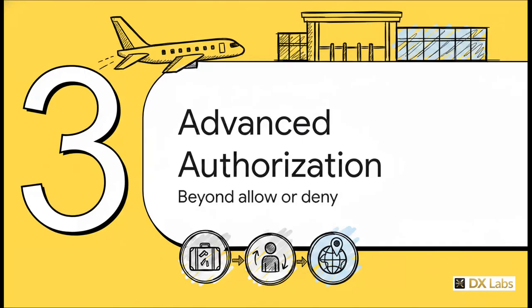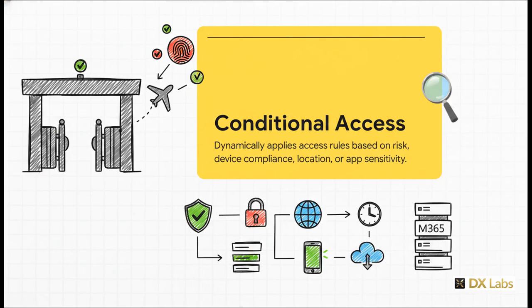Next up, let's explore advanced authorization scenarios, moving beyond a simple allow or deny. Think about modern airport security. It doesn't just check your ticket at the front door. It dynamically scans your bags, assesses your behavior, and checks your origin location before finally letting you board the plane. That dynamic airport security is exactly what conditional access does in Microsoft 365.